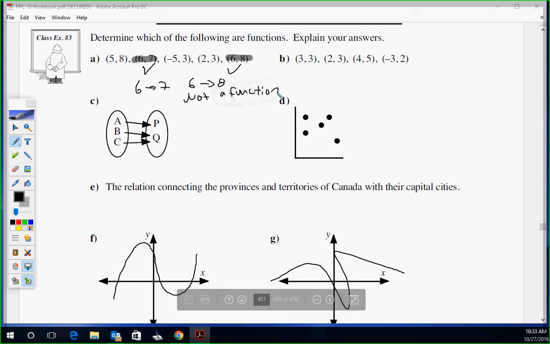Okay, Logan, how about B? Yep, an easy way to check: 3, 2, 4, -3 are all different x's, so we're good. There's nothing that's going to make us believe otherwise. Okay, Josie, C. It is, right? Correct, it is a function. Remember, they're not split. It's not split anywhere on the left side. They can go to the same thing. It's not split, so it's okay. All right, good. And what do you think, Lauren, for D? No? Why not? Correct, these points are stacked. Okay, good.